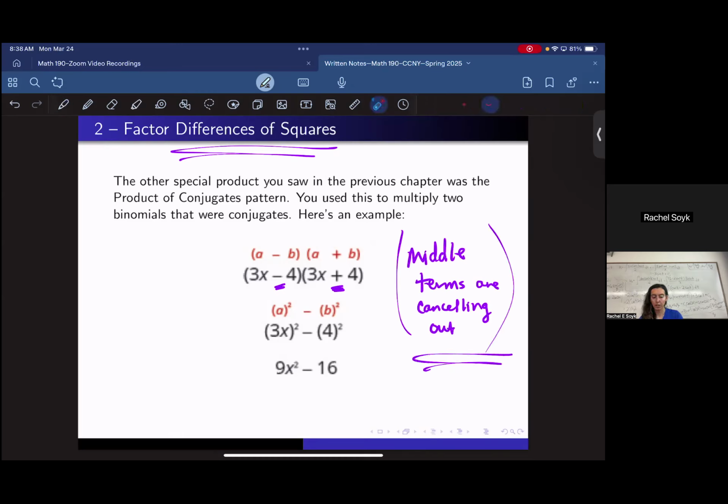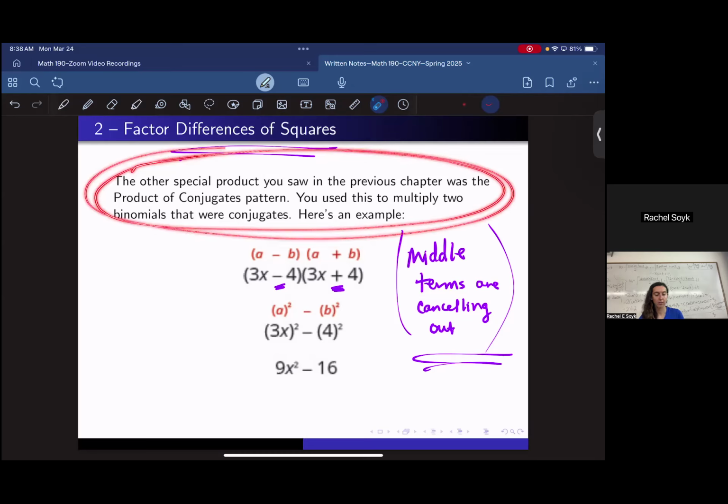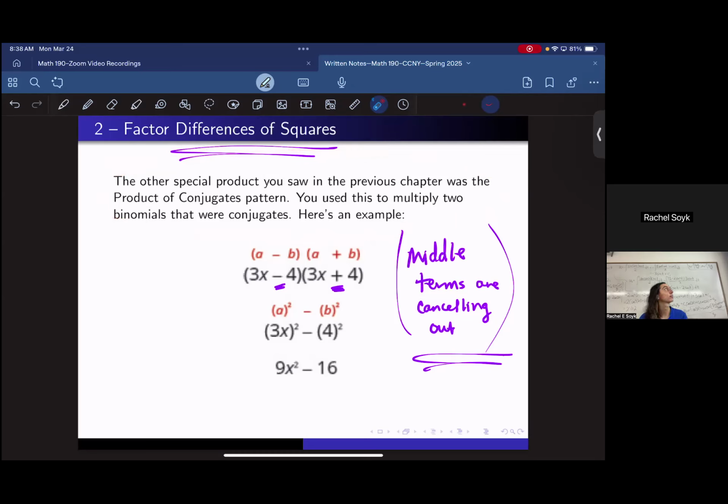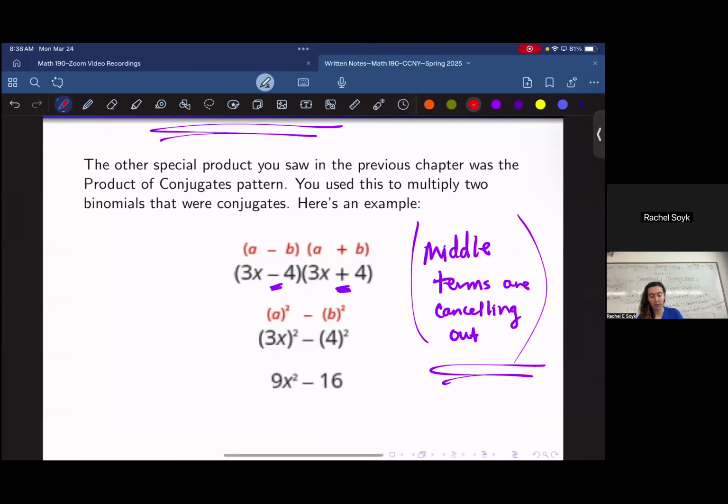So let's see, Angel, can you read this for us? The other special product you saw in the previous chapter was the product of conjugates. Use this to multiply two binomials that were conjugates. Here's an example. Good. And so that's just a fancy way of saying opposite signs. Products of conjugates is just you have that minus versus that plus, and the terms that we're looking at are identical. 3x is identical to this 3x. This 4 value is identical to that other 4 value.